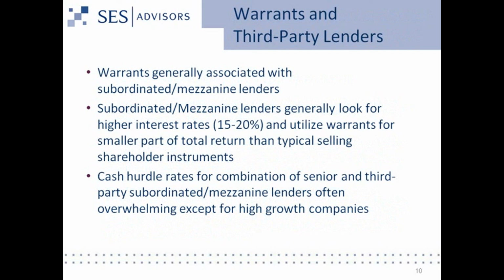So as we said, we also do see warrants with subordinated mezz lenders. They want a higher rate of return, and they use the warrants, as I described, for a much smaller part of the total return than typical selling shareholder instruments. And the problem we have when we structure ESOP transactions is seller financing with low coupon payments and contingent payments based upon how the company does are generally going to be affordable. True third-party mezzanine lending with high interest coupons may be overwhelming from a financial point of view unless we're a very, very high-growth, high-performance company. So we do see some third-party mezz lending in ESOP transactions.